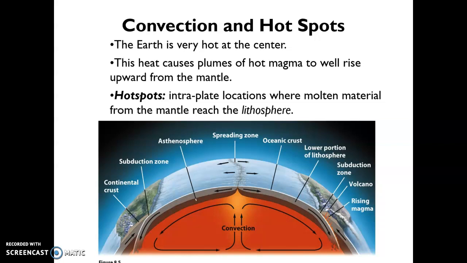So the Earth is very hot at the center, and it's gradually cooler as you move from the center to the surface. So the very hot center causes the heat there causes plumes or movement of hot magma to rise upward from the mantle. And then on the surface of the Earth, there are hot spots, locations between plates where molten material sometimes reaches the lithosphere.